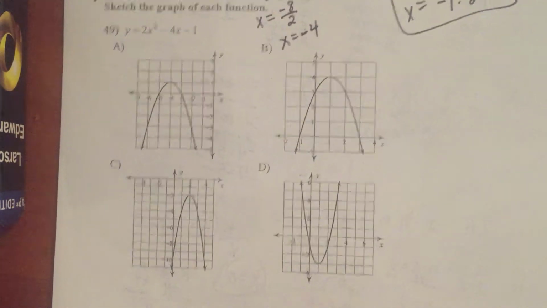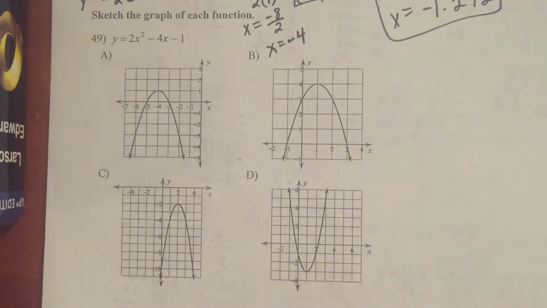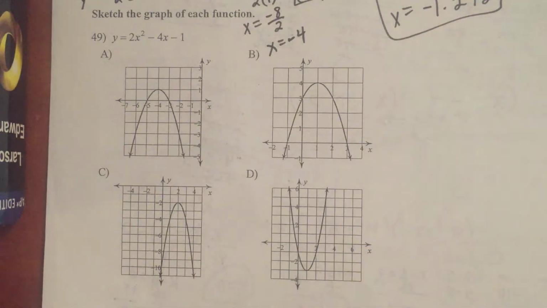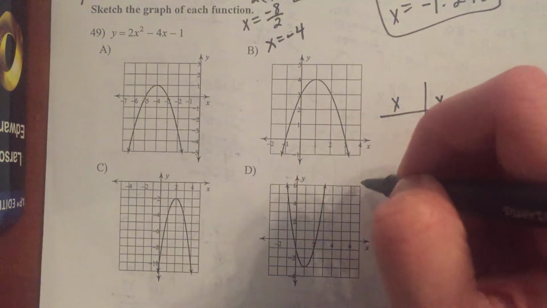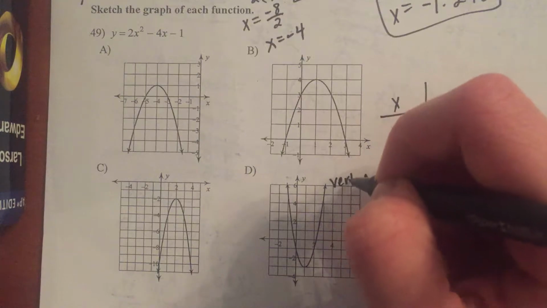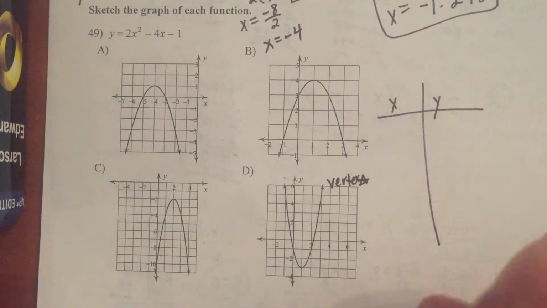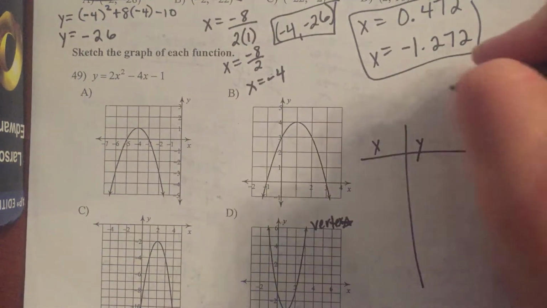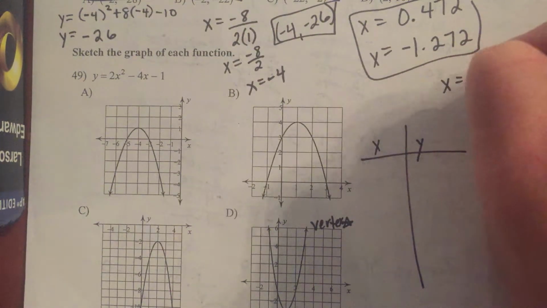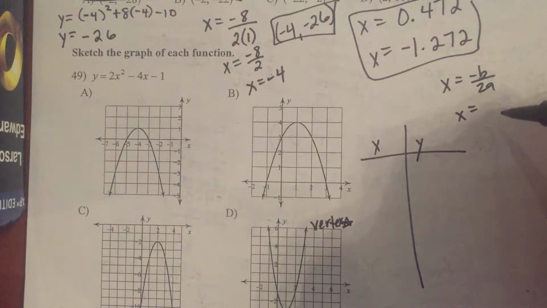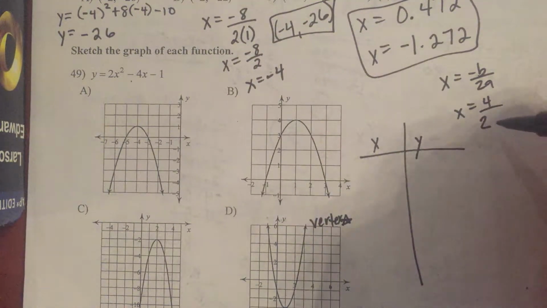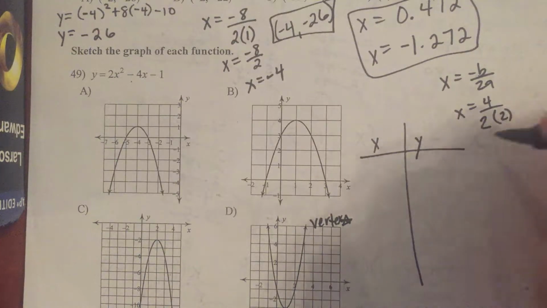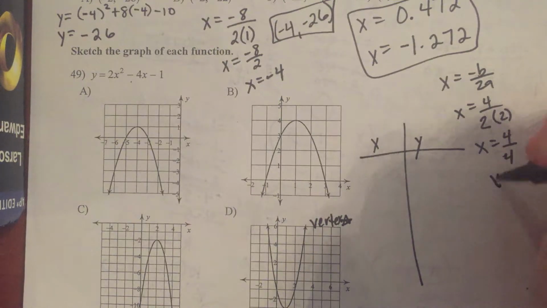Okay, 49, graph. We learned the only way to graph is first start with finding the vertex, and then you'll make a table. So your table needs to have a few points, but your vertex needs to go right there in the center of your table. You need points on either side because these are symmetric. So to find your vertex, we have x equals opposite b divided by 2a, or opposite negative 4 is positive 4, divided by 2a, well, a is 2, so that's 4 divided by 2 times 2, which is 4, or x equals 1.